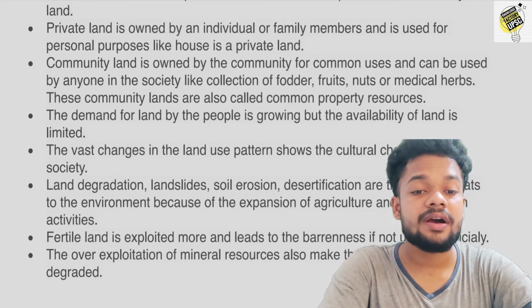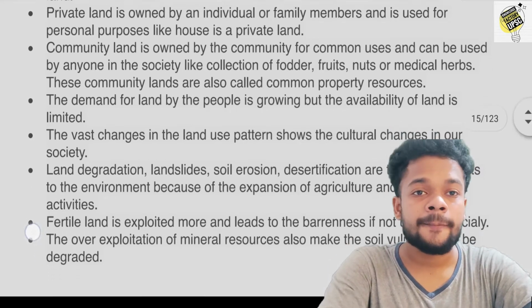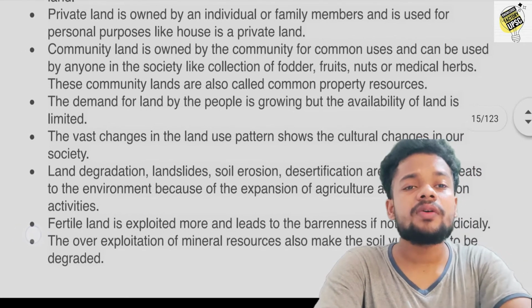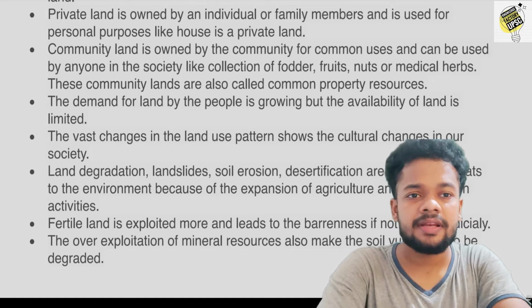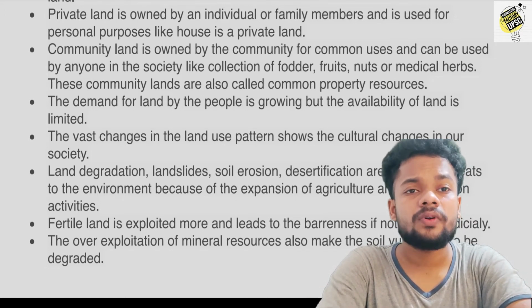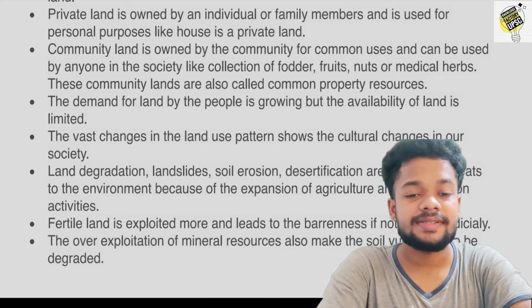Okay, so the private land is owned by an individual or the family members and is used for personal purposes like a house. The private land is owned by an individual and the public cannot take ownership of that private land. We can also find that private land is mainly used for cultivation. That means it can be used for cultivation or building houses, etc.